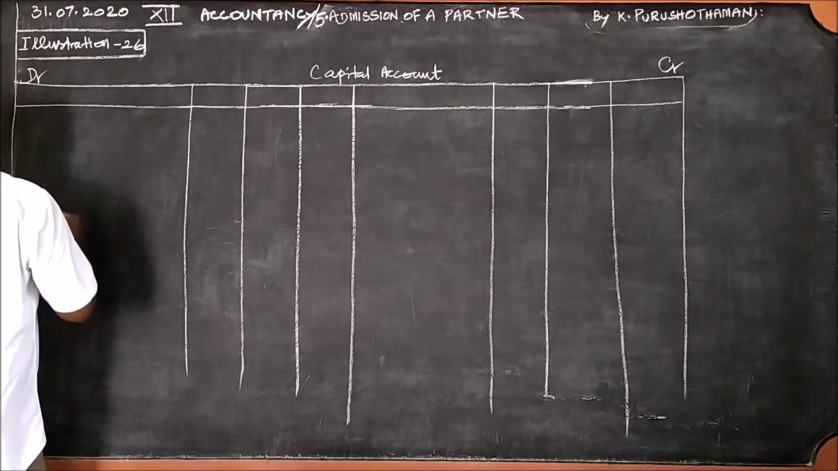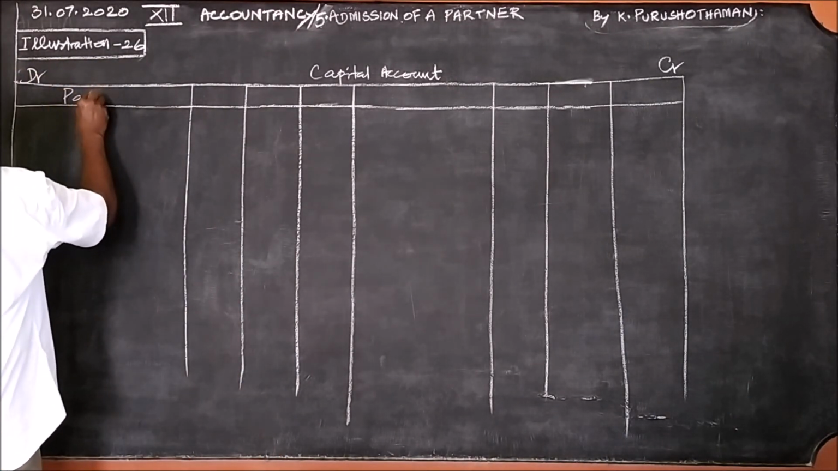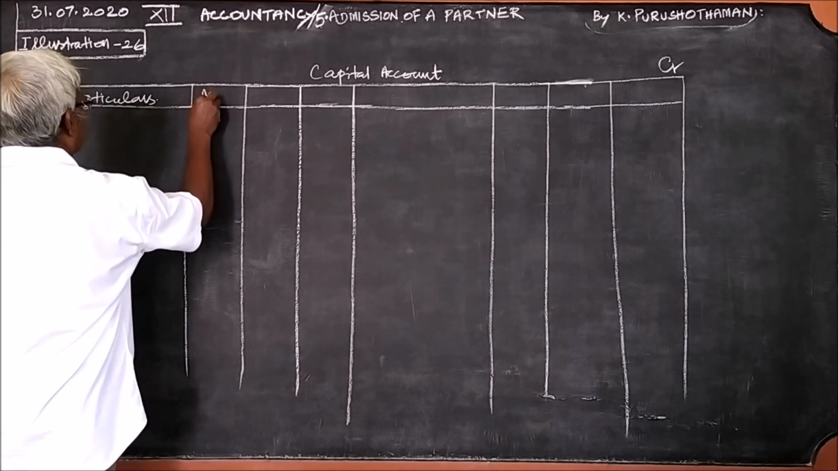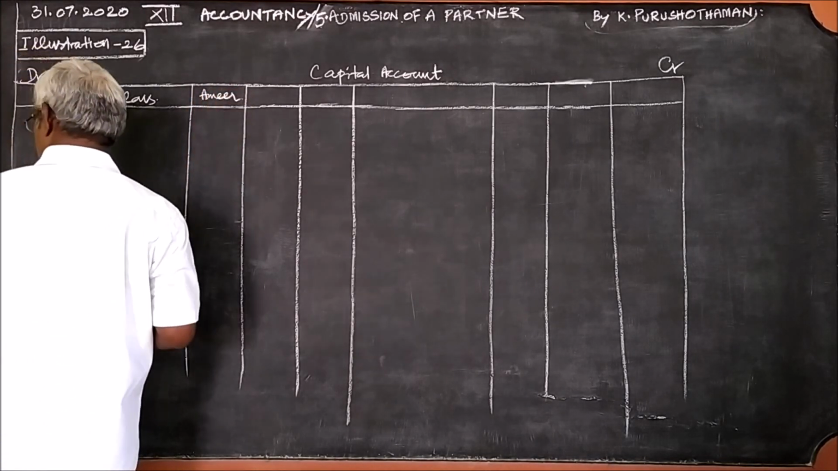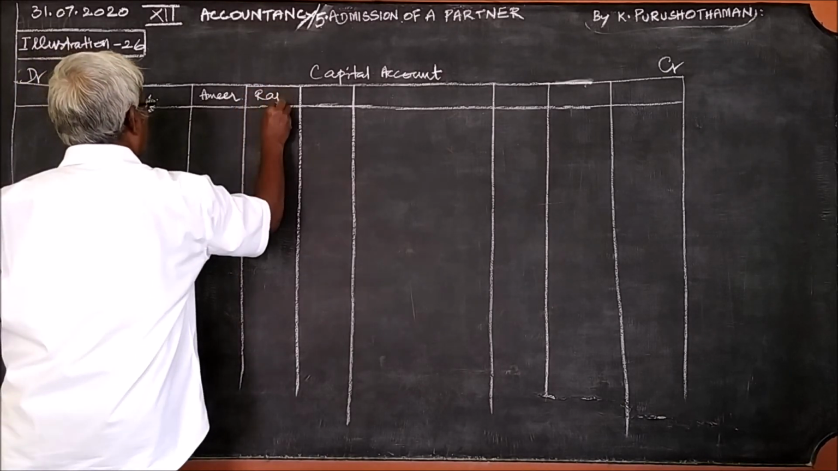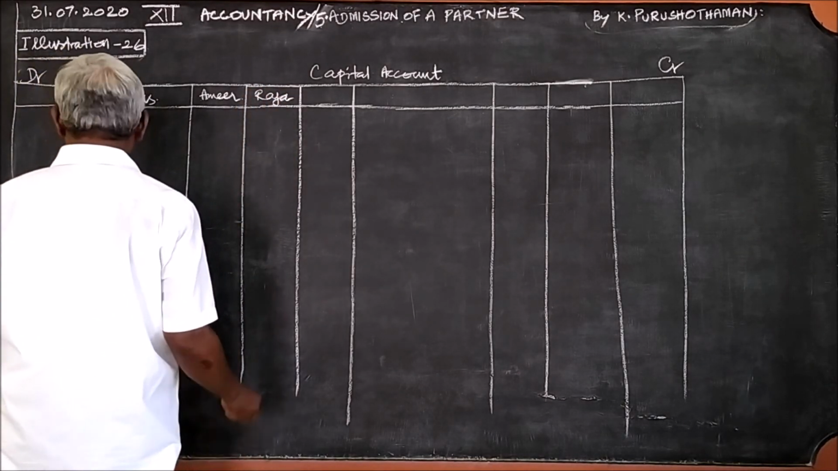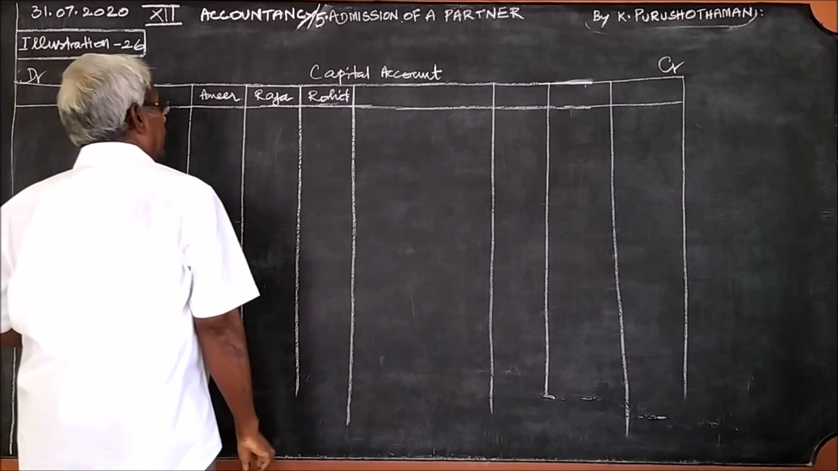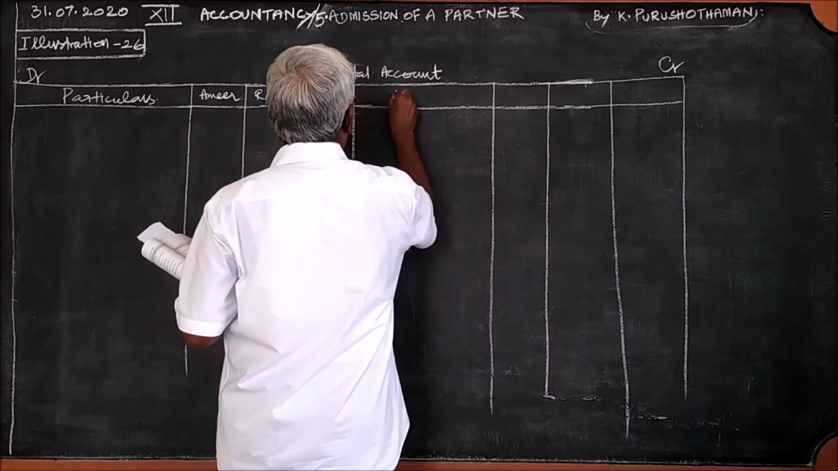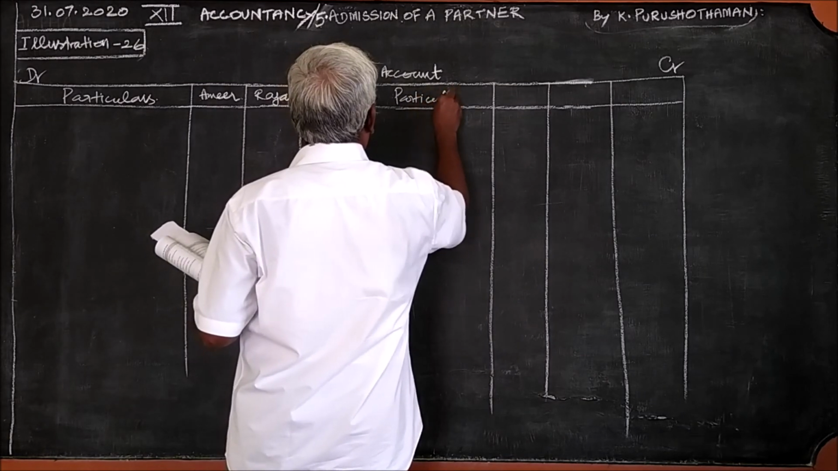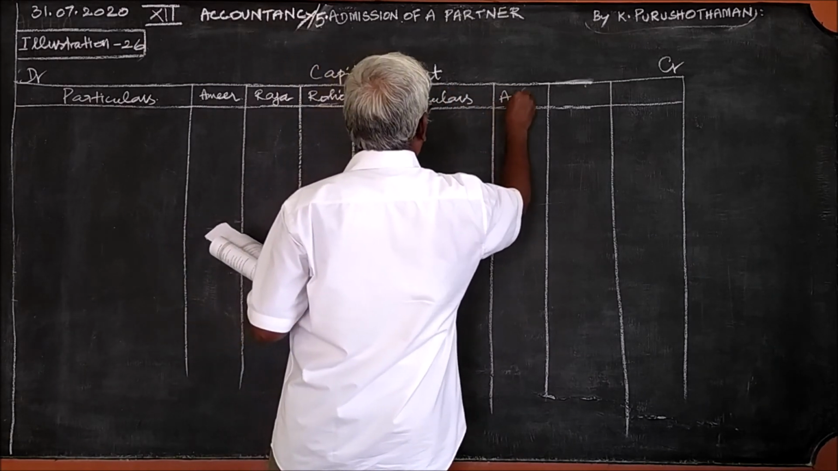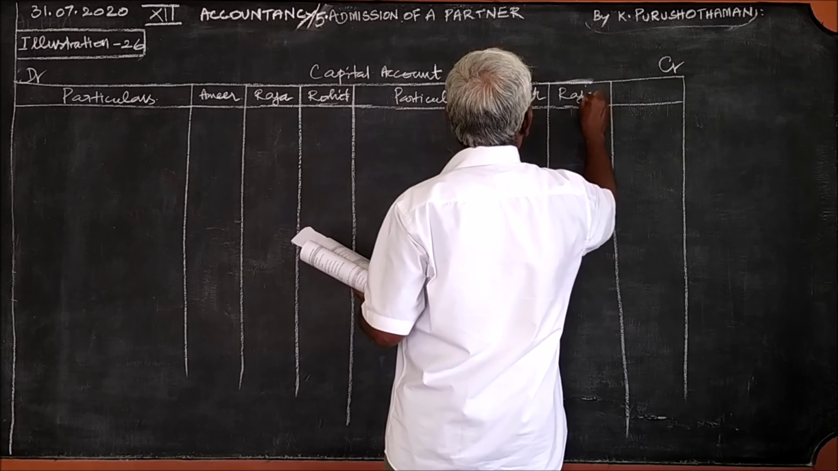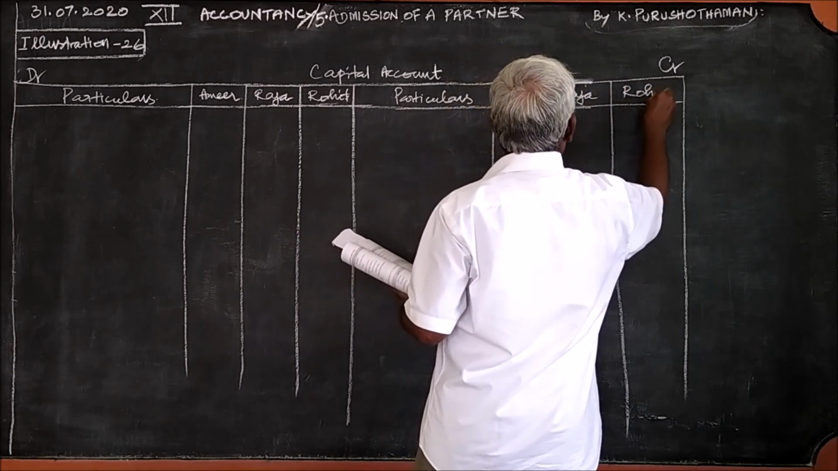As usual, particulars, the two old partners' names, Amir, then Raja. The new partner is Rohit. The same thing for the credit side also. Particulars, Amir, Raja, and the third partner is Rohit.